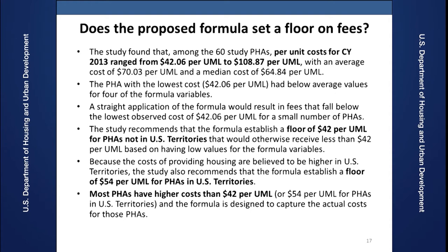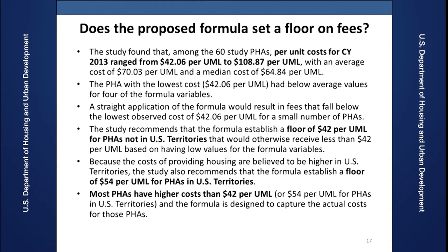Now, the formula predicts much lower fees for PHAs located in the U.S. territories than the fees that they get under the current formula. And there are several reasons why PHAs in the territories might be different. We didn't have any PHAs in the U.S. territories in the study. They didn't come out of the random sample, so we were not able to directly measure their costs, whereas other PHAs were in a lot of states and all of the regions of the country. The data on healthcare costs that we use for the formula isn't available for the territories, so we have to use an average there. And the cost of providing housing may be very different.